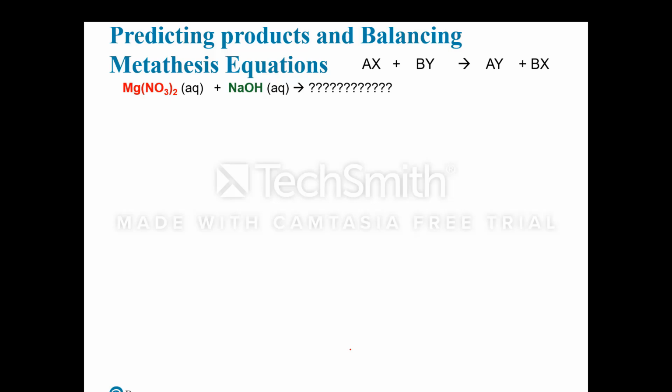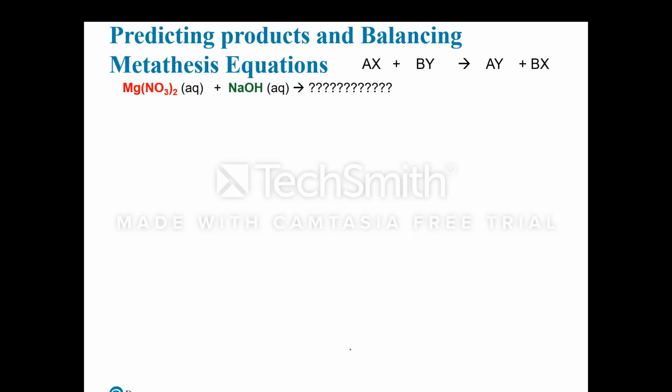One of the most common types of precipitation reactions is called a metathesis reaction or an exchange reaction. Sometimes we call this a double displacement reaction. Okay. Not all metathesis reactions are precipitation reactions, but knowing our solubility rules, we can identify if a precipitation reaction occurs.